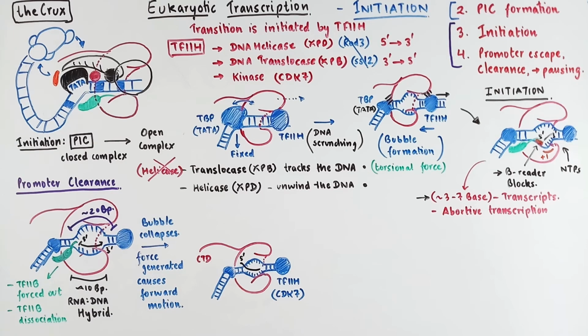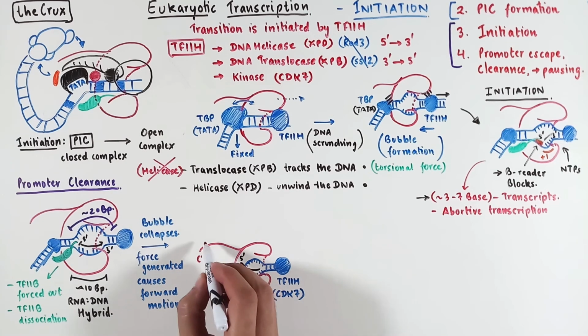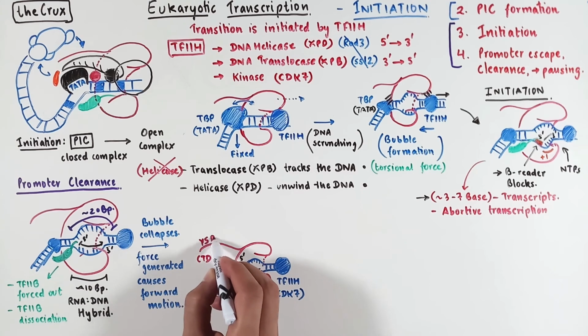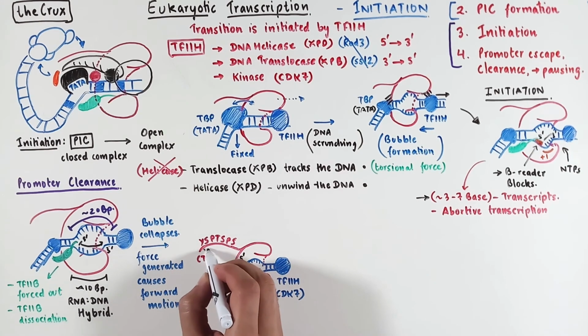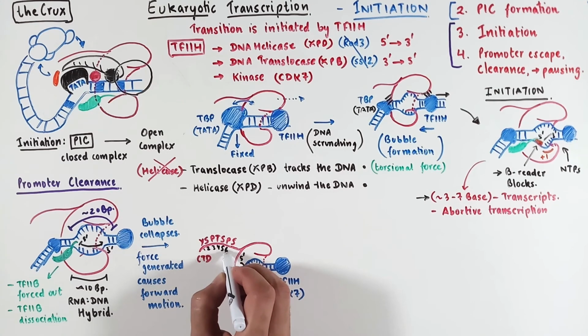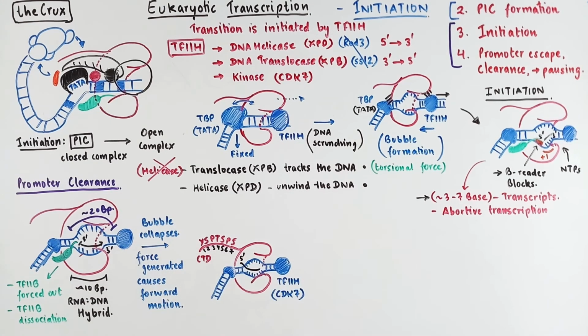Also, if you recall the introduction video, the C-terminal domain is a disordered and repetitive sequence of 7 amino acids. In single letter code, these are YSPTSPS. And these individual amino acids are denoted from 1 to 7. The Y is the starting position. So the kinase, the CDK7, acts on the C-terminal domain.